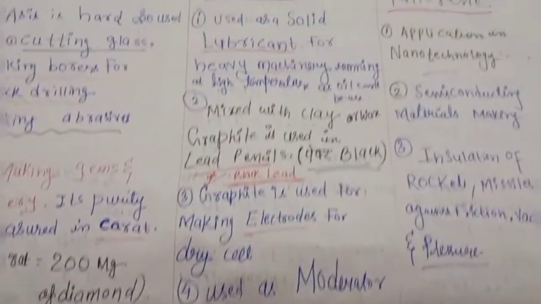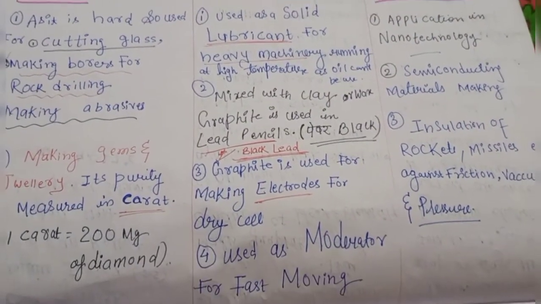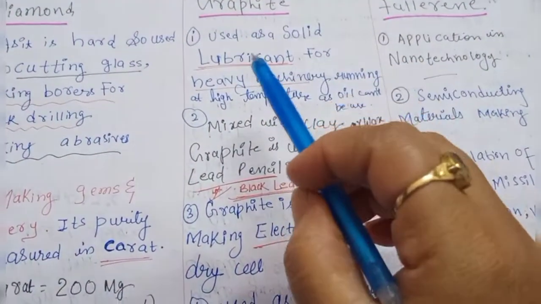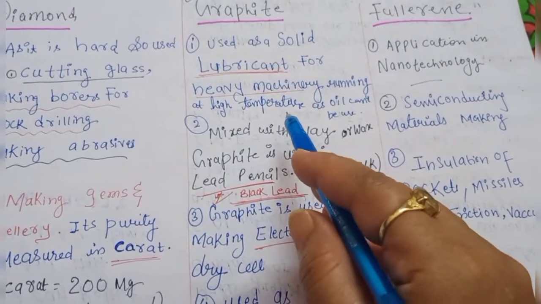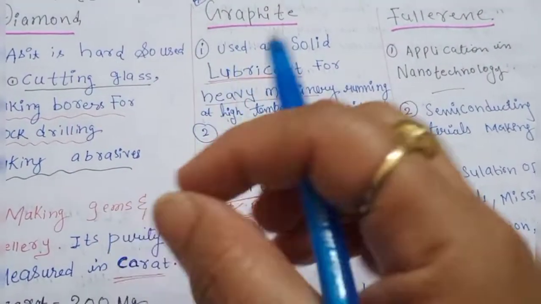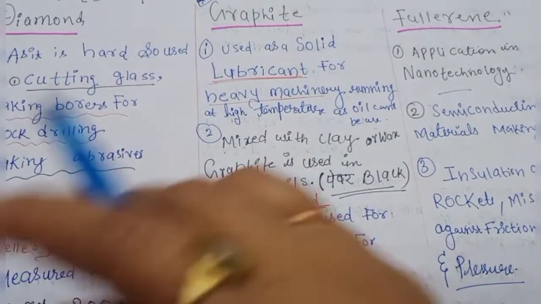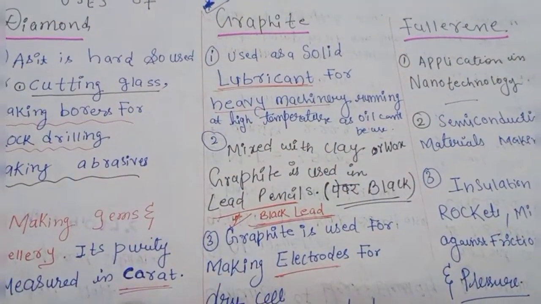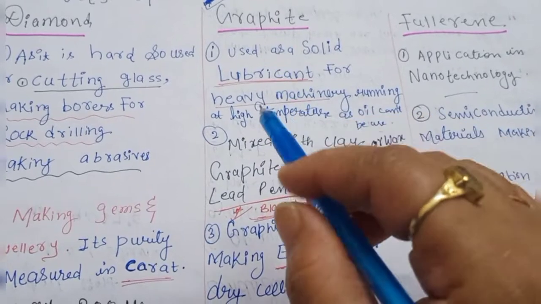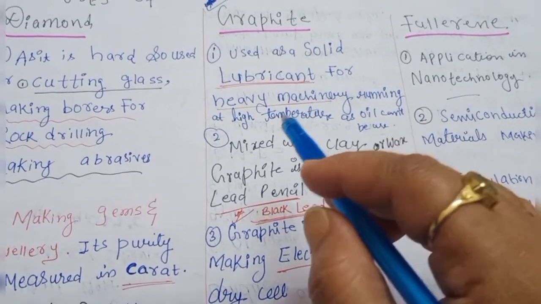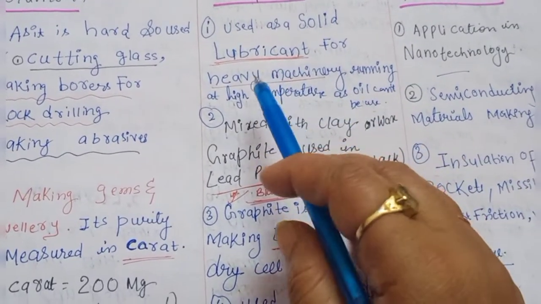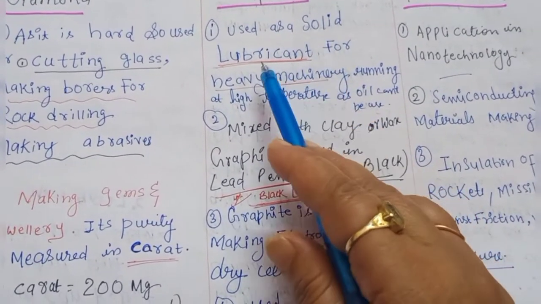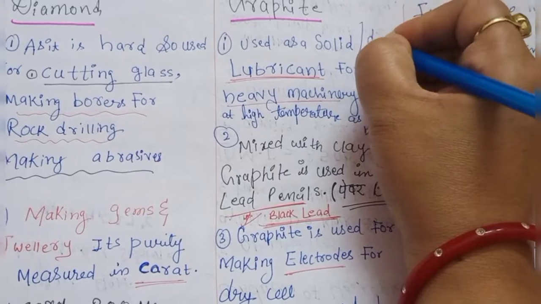Then next are the uses of graphite. Graphite is used as a lubricant for heavy machinery running at a high temperature. Means lubrication, sometimes we put oil so that our machinery will run smoothly. But graphite is used because if we use oil at high temperature, it will not work. So in place of oils, we will use graphite as a solid lubricant, or we can also write it as a dry lubricant.